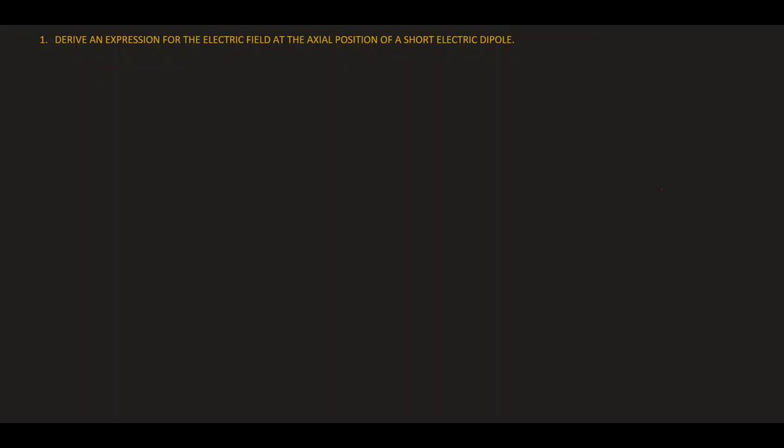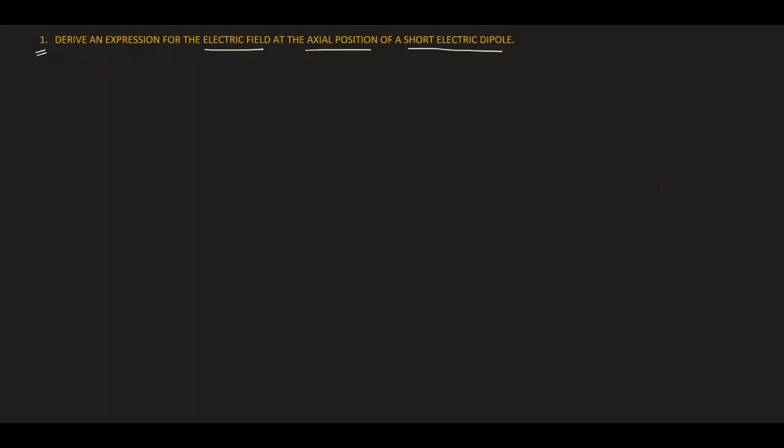So students, in this video we are going to do a derivation from the chapter Electrostatics. The question is on the screen. In this video we are going to derive an expression for the electric field at the axial position of a short electric dipole. In your exam you may get this type of derivation.